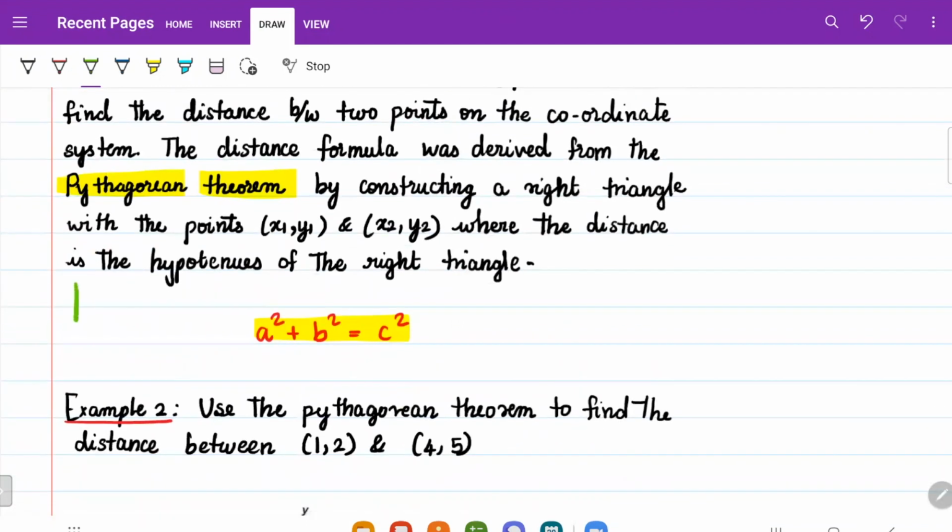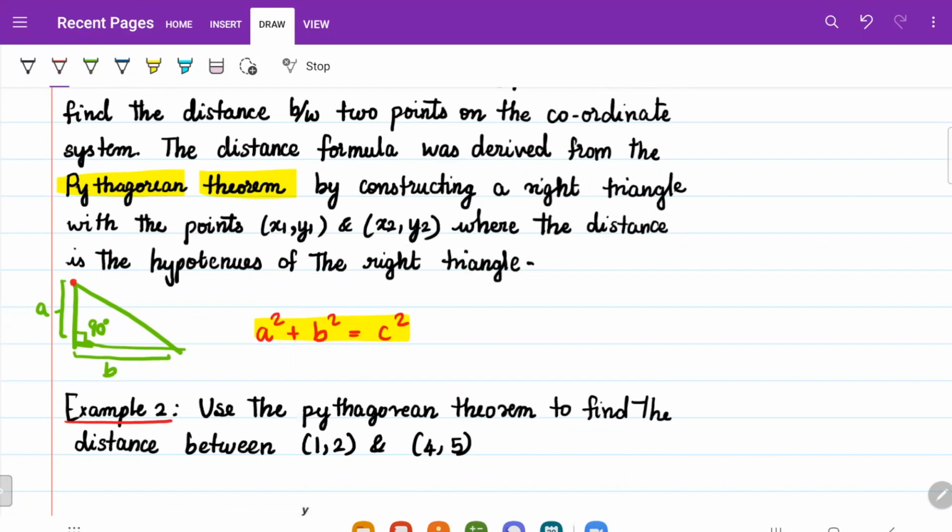So here we have a right-angled triangle where the length of this side is A and the length of this is B.